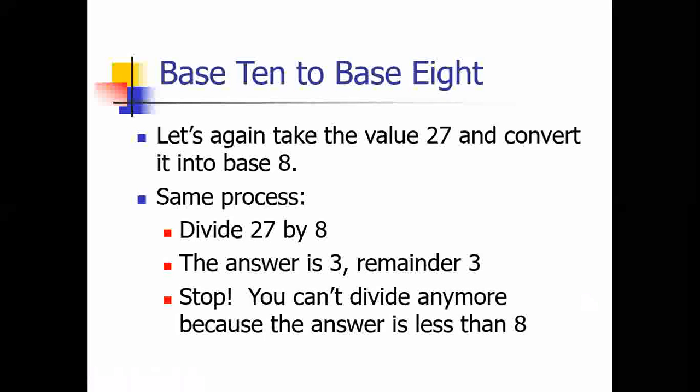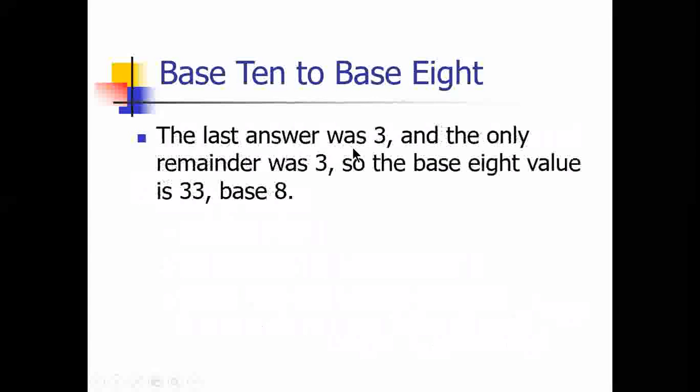Okay, that is done. Now let's move on to base 10 to base 8. How do you convert base 10 to base 8? Let us again take the value 27 and convert it to base 8. Same process. Since you are in base 8, you will be dividing 8 into 27, as opposed to 2. So 8 into 27 is 3, remainder 3. Then stop. You can't divide anymore because the answer is less than 8. So the last answer was 3, and the only remainder was 3. So the answer in base 8 is 33.